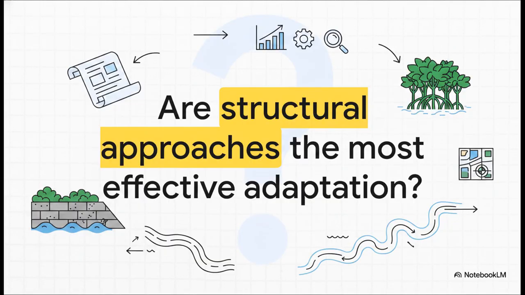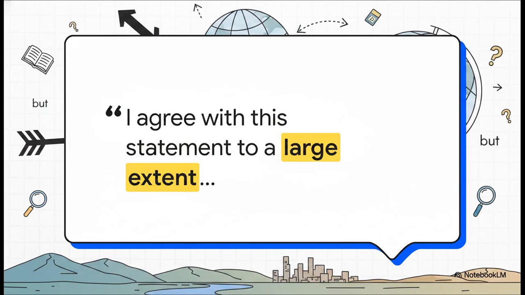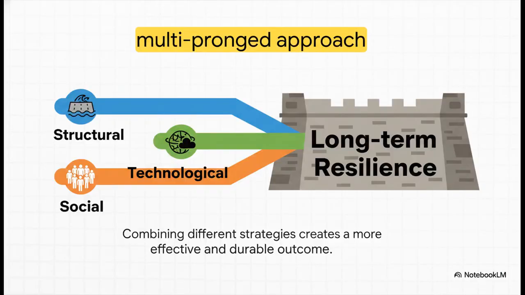Okay, here's a big 9 marker. Are structural approaches, like seawalls, the most effective strategy? The model answer starts by saying, to a large extent. That's a classic signal for a balanced argument. And here's the key: no single strategy works alone. It's all about combining different approaches.